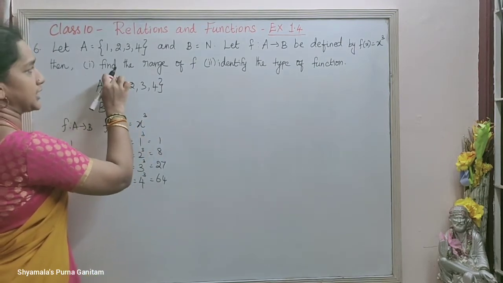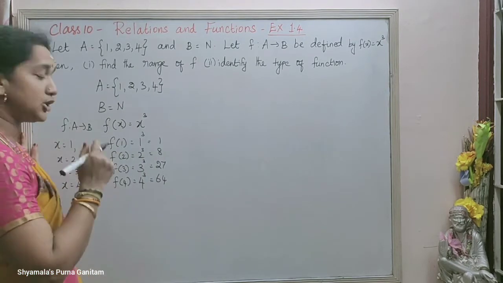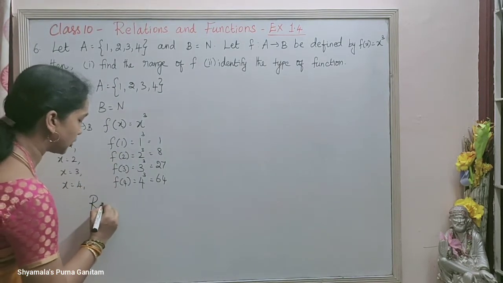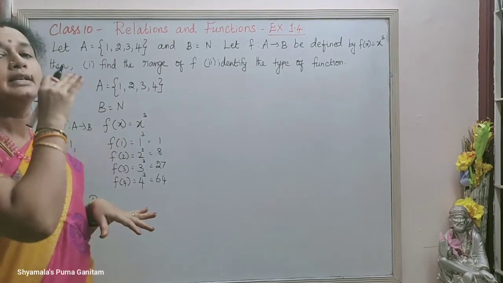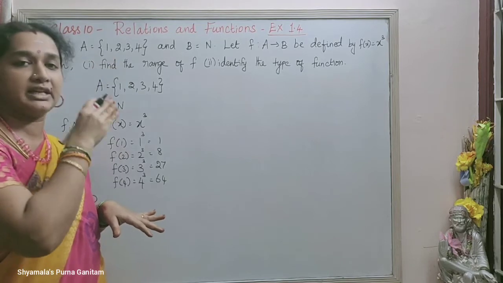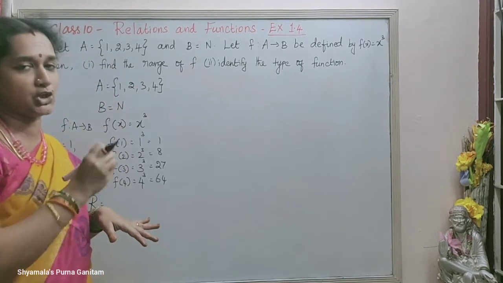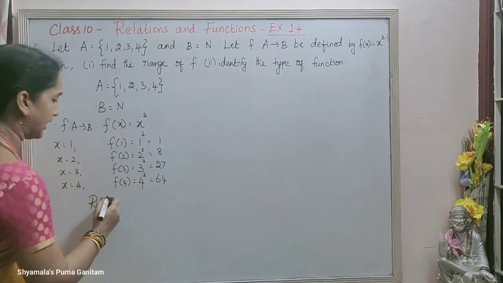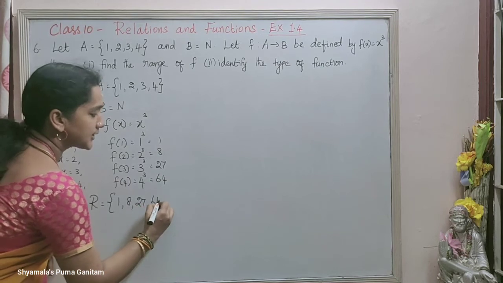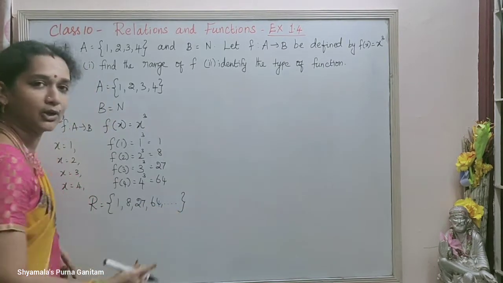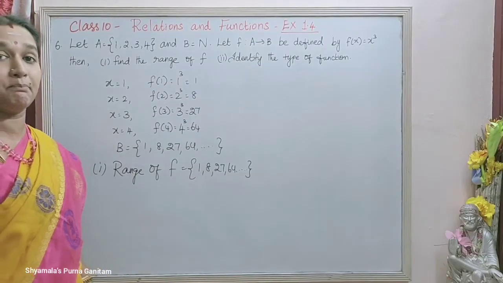So the first question is to find the range of f. Range means the elements that are mapped from one element to another by the function. So the range for this will be 1, 8, 27, 64, and it will go on like that. So that is the range. The next question is to identify the type of function.